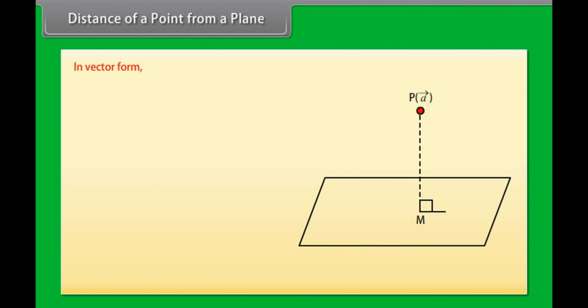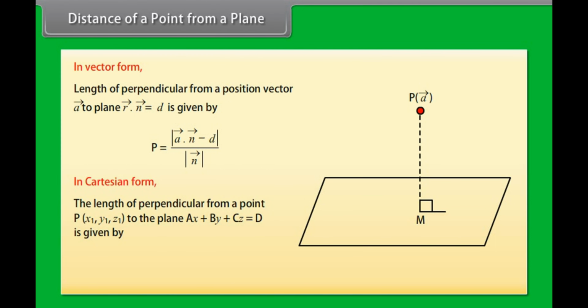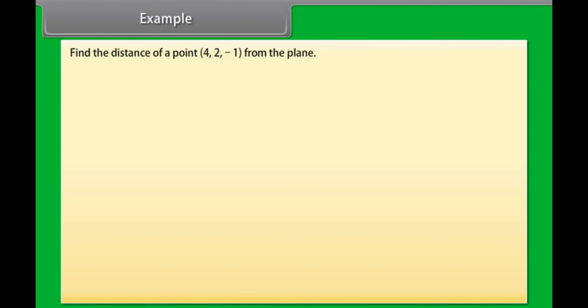In vector form, the length of the perpendicular from a position vector A to the plane vector r dot vector n equals d is given by the formula. In Cartesian form, the length of the perpendicular from a point P(x1, y1, z1) to the plane ax plus by plus cz equals d is given by the formula. Example: find the distance of the point (4, 2, minus 1) from the plane.